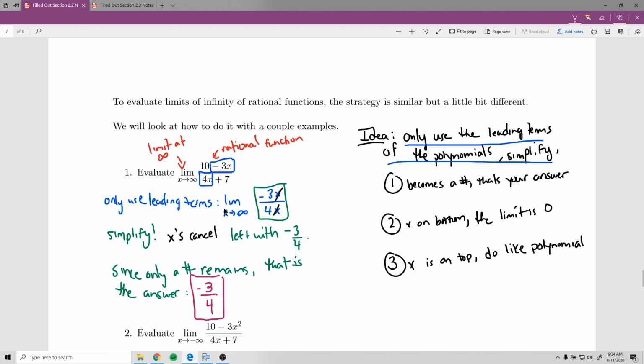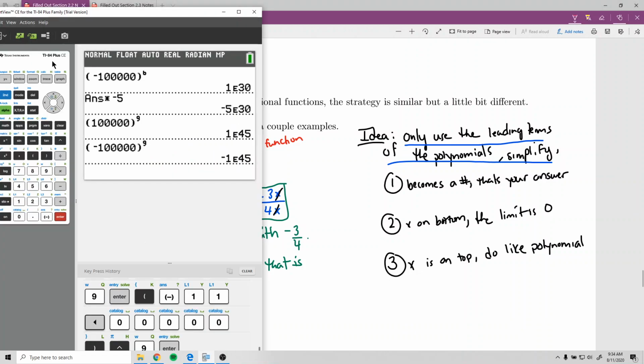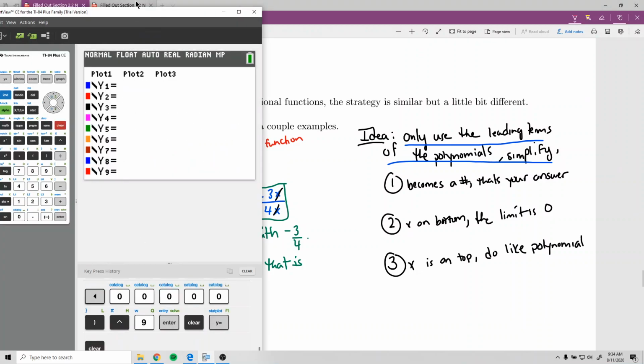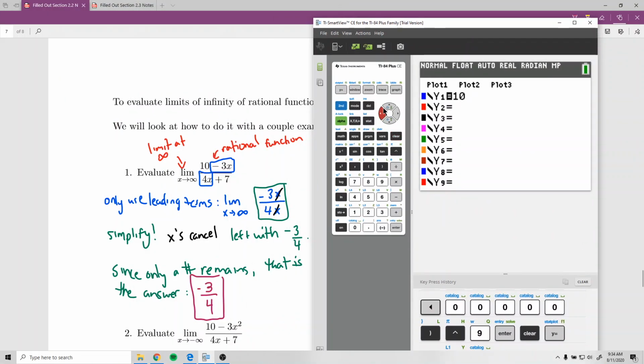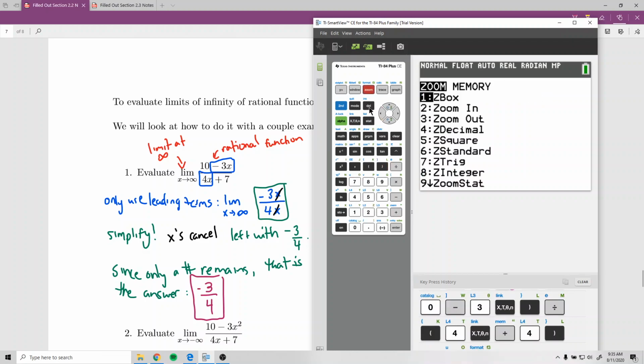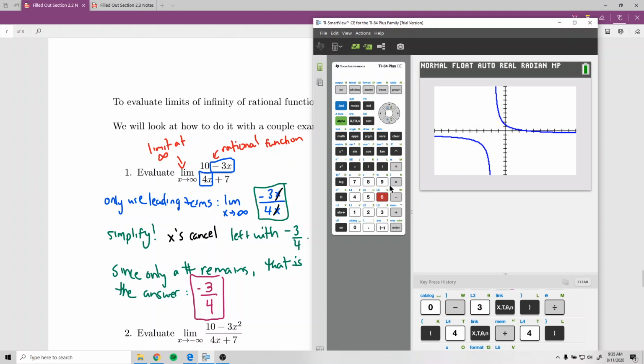Now, since this is a fraction, it's usually pretty hard to tell if you graph it. We can look at a graph of y equals 10 minus 3x over 4x plus 7 just to see if we believe it. I need my parentheses: 10 minus 3x divided by 4x plus 7. I'm going to hit zoom 6 just to get the normal picture. And as we go towards infinity, so we're going towards the right, you can see that it's definitely flattening out. But since it's a fraction, it's really hard to tell. -3/4 is about right there, so it looks like it's flattening out right about there, which checks out.